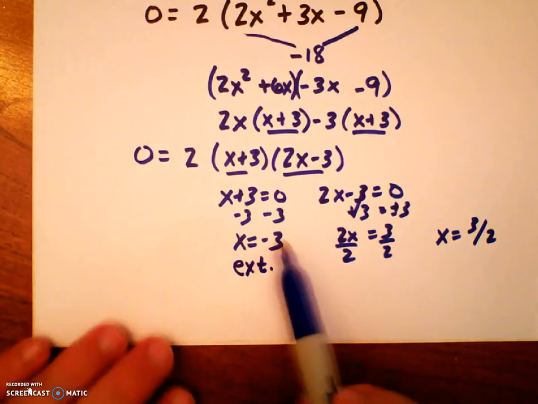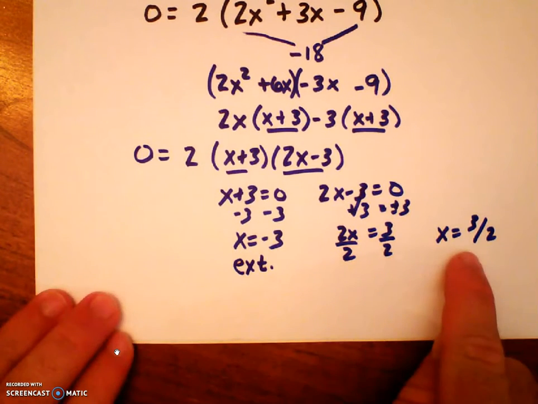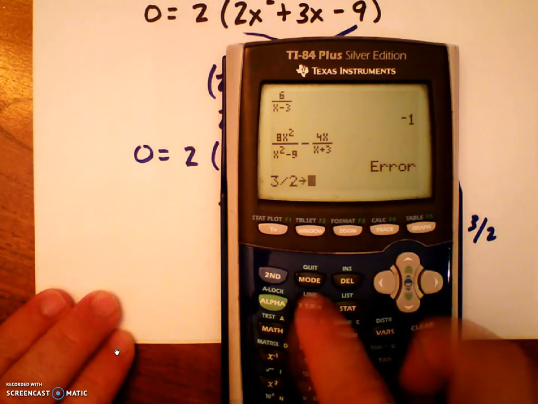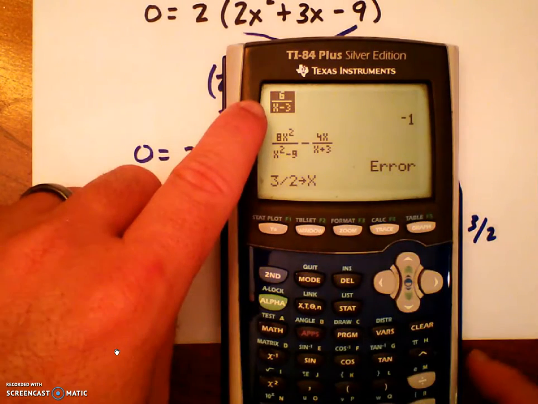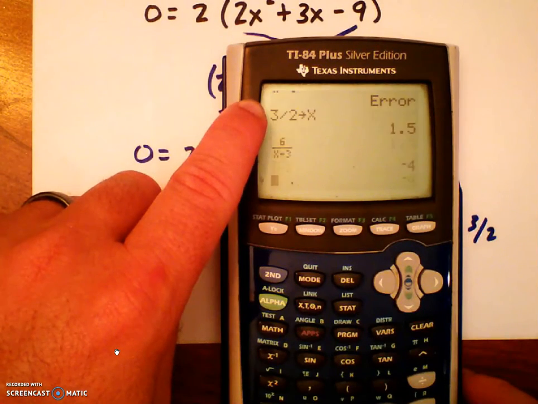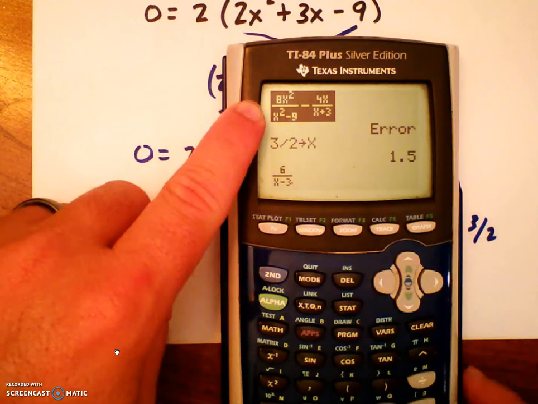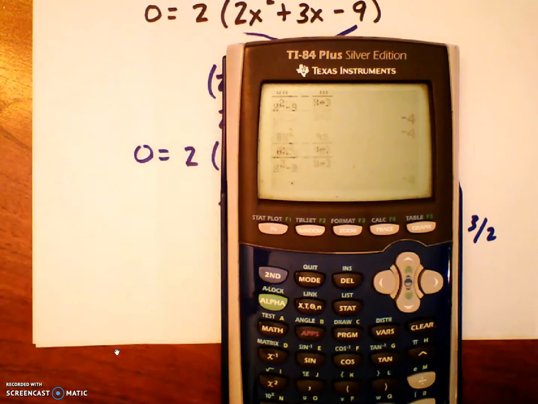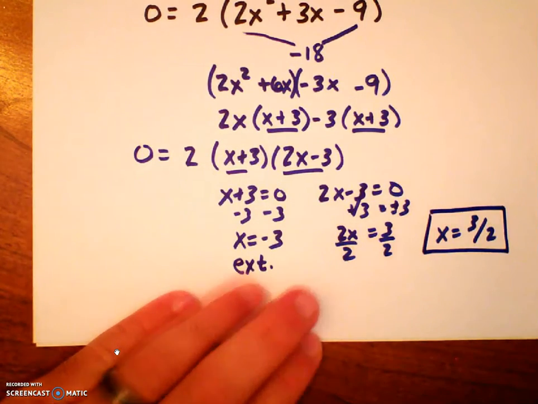So even though we solved for this and we got it right and did everything correctly, it is not included in our answer. So let's test 3/2 and see what happens. Do 3/2 store x. Go back up here and type in the left-hand side, which was 6 over x minus 3. Get the number. Then go back up here and type in the right-hand side, which is this. Hit enter. And you get -4 for both of them. So this is my only solution for this question.